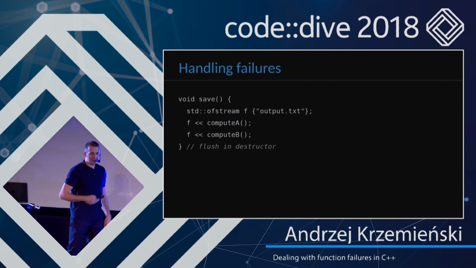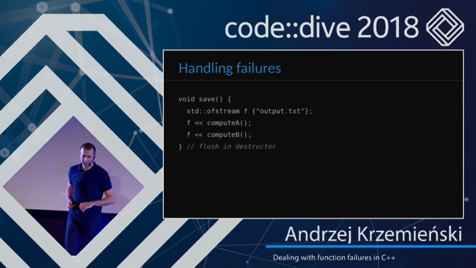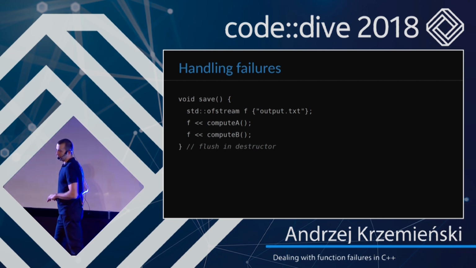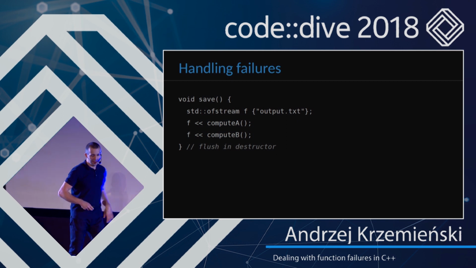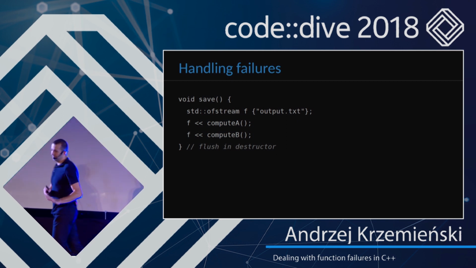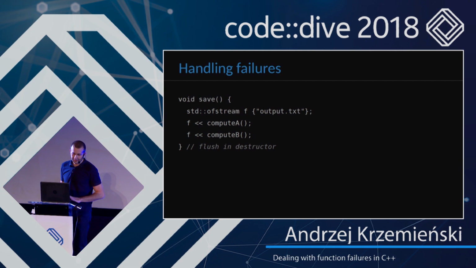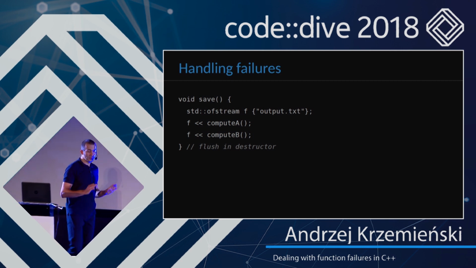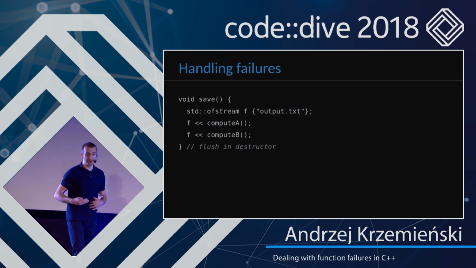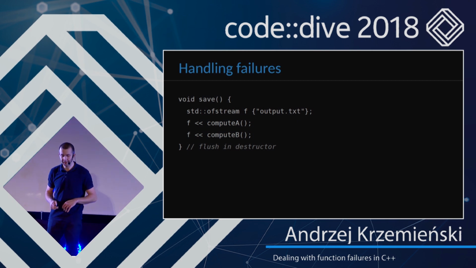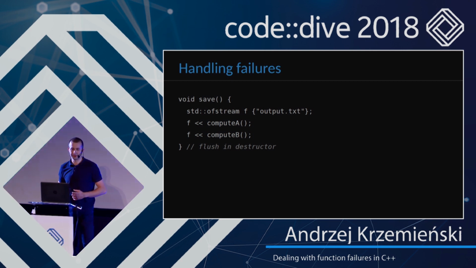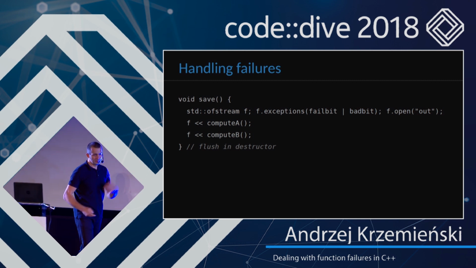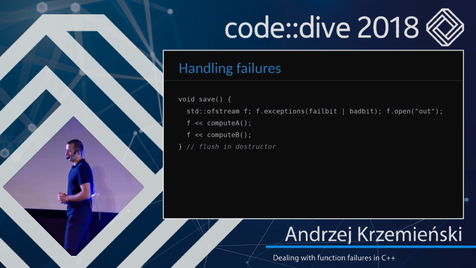The first attempt, you will find it in the tutorials, how to store your data in a disk. We are opening a file. We are buffering some data. And at the end of the scope, it is flushed to the disk. Now, if anything goes wrong in this code, like buffering the data, nothing will happen, because standard streams do not throw exceptions by default, unless you tell them to. So we have to tell it to throw exceptions.